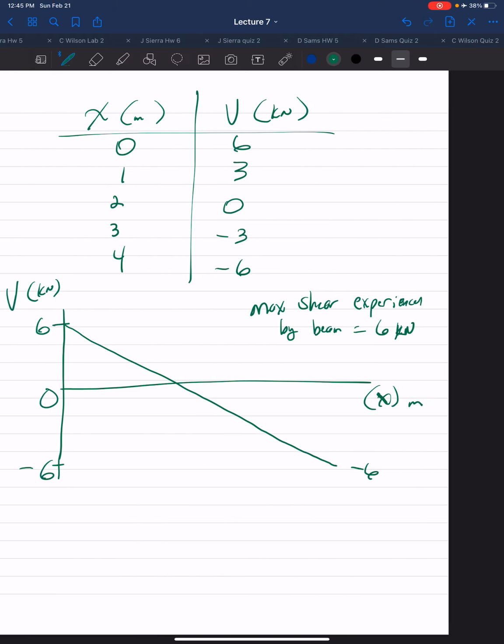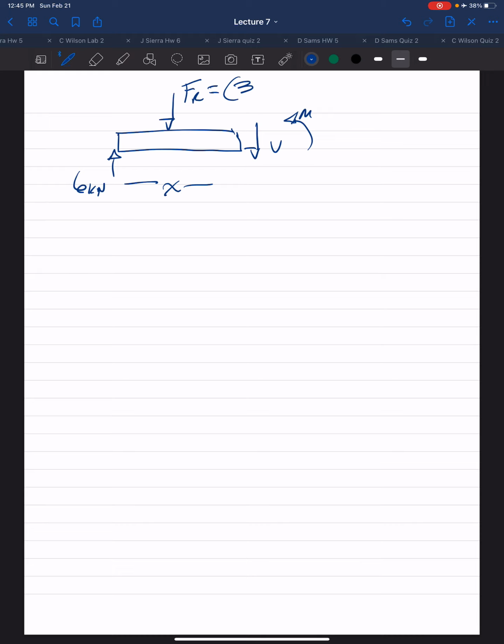So continuing along, because they want us to construct the moment diagram as well, we'll reproduce our left segment of the beam, taking into account our 6 kilonewton support reaction. And our resultant force here, which is as a function of x, base times height. So that'll be 3 kilonewtons per meter times x.